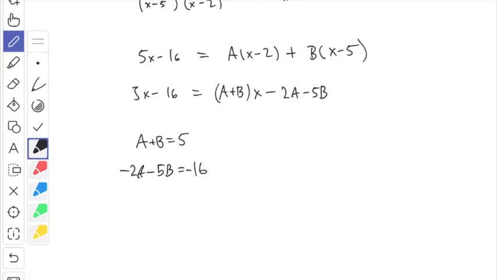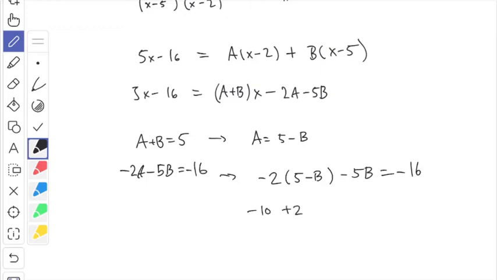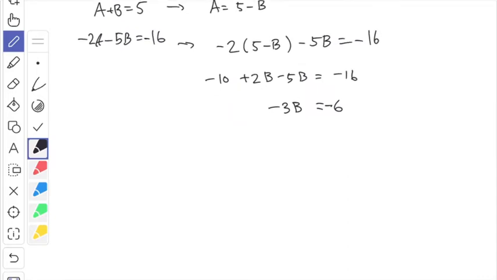Doing all right so far? All right, so let's solve the top one for a. It says a equals 5 minus b. And then I plug that into the second one. It says minus 2 times (5 minus b) minus 5b equals negative 16. Distribute here: minus 10 plus 2b minus 5b equals minus 16. Add 10 on both sides gives me minus 6 on the right. Adding those together gives me negative 3b equals negative 6. And then we divide, we get b equals 2.